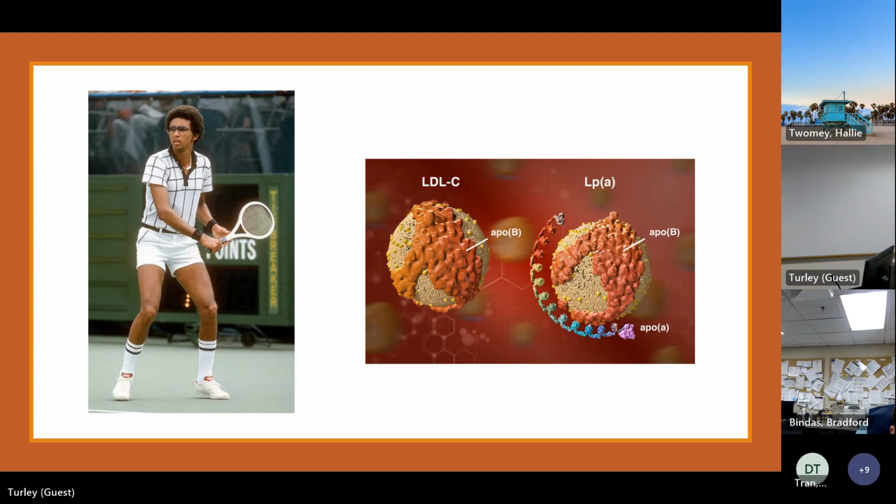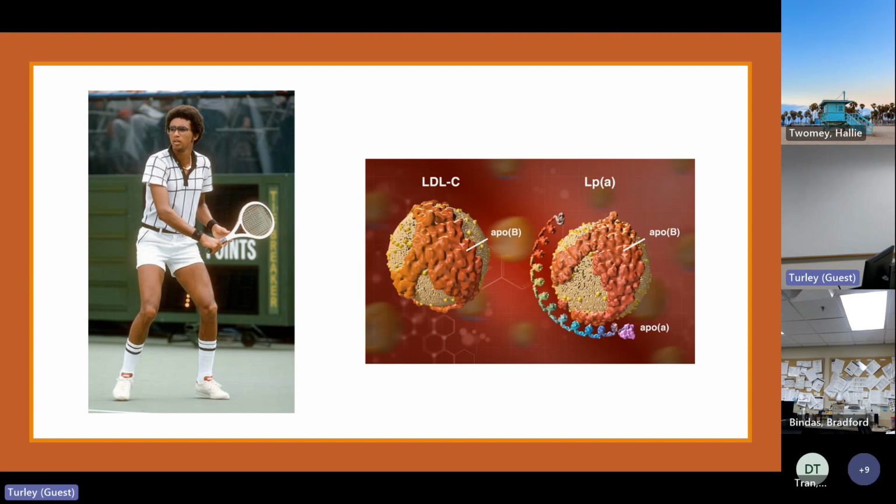Lipoprotein little a is a type of LDL particle. So it is an LDL, but it's got this extra kringle on the outside called apolipoprotein little a. This extra apolipoprotein makes it more atherogenic. So it's stickier. It likes to stay in the wall of the endothelial lining. And so patients with this are at 8 to 10 times more risk for heart disease, significant risk.